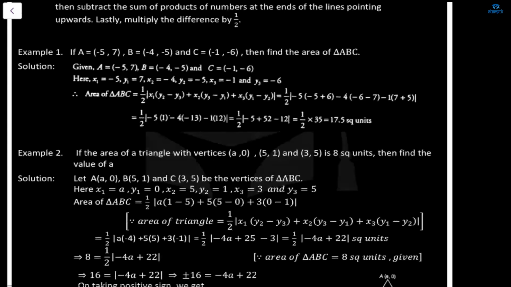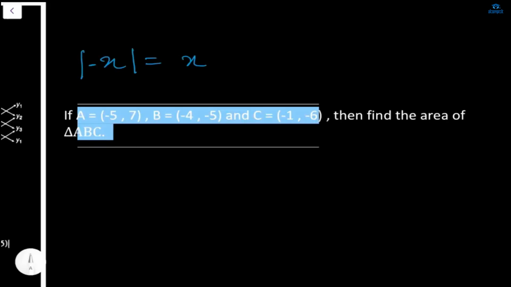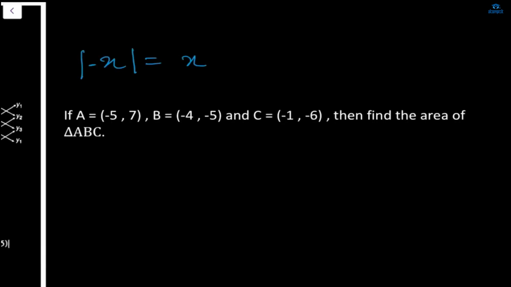Now, see here, values. If A is equal to (-5, 7), B is equal to (-4, -5), and C is equal to (-1, -6), then find the area of triangle ABC. Now, here, Sophia, A, B, C are already given. Now, let's see, and after that, we'll see the next question also. Now, triangle ABC. Let me copy this question. We'll quickly see this question. It's a very simple question. You just have to find out the area.